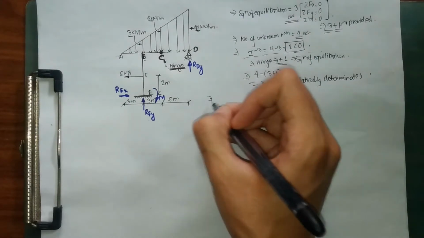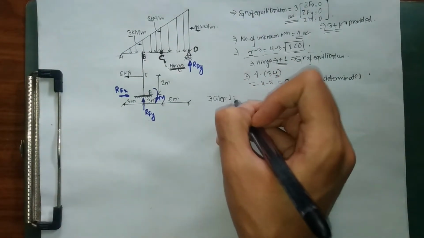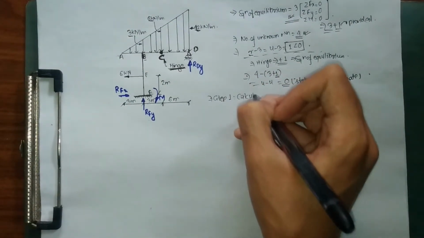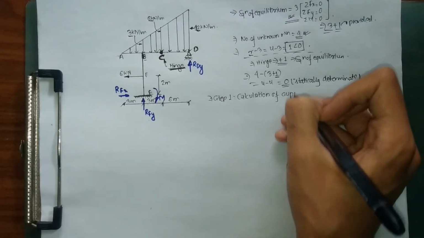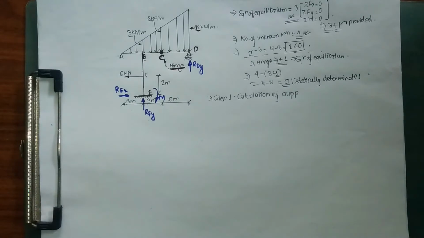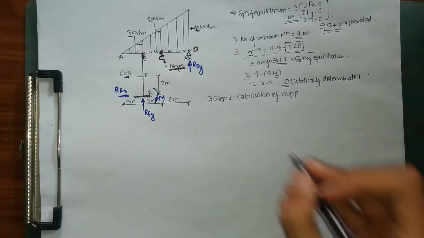Now we begin our first step. What is our first step going to be? Step one is the calculation of support reactions. If you haven't understood yet, our hinge is provided just to give us one more equation of equilibrium, so that we can calculate our support reactions.